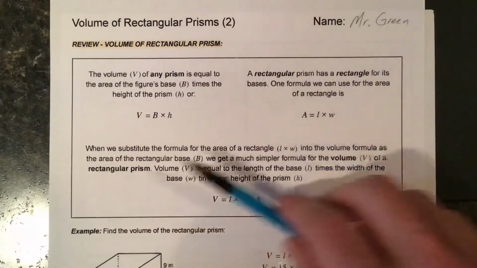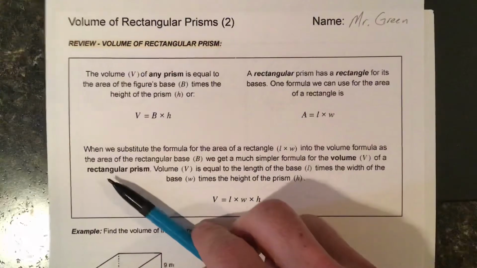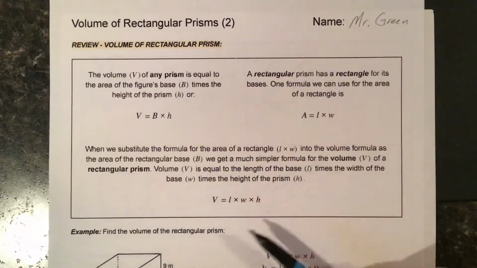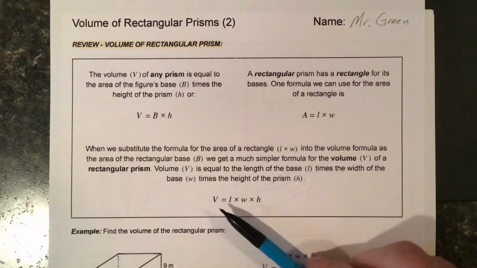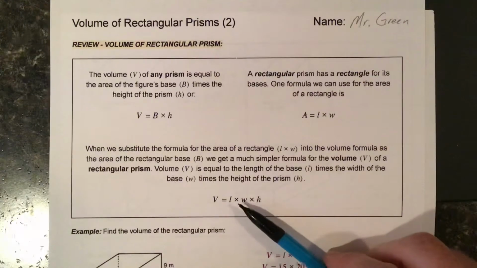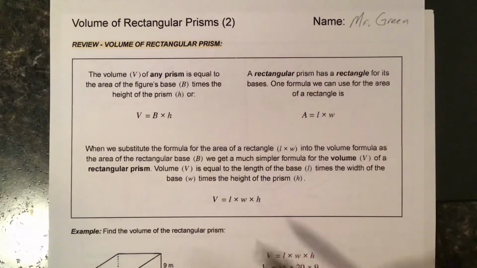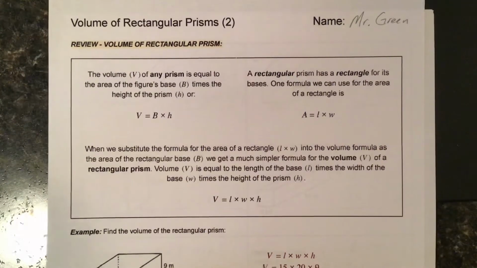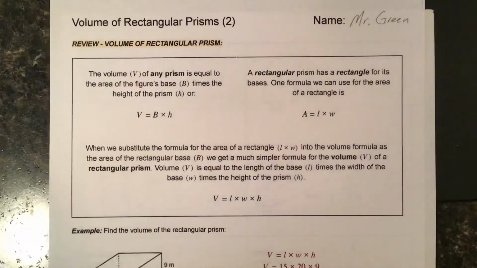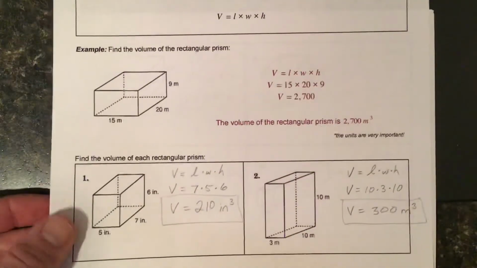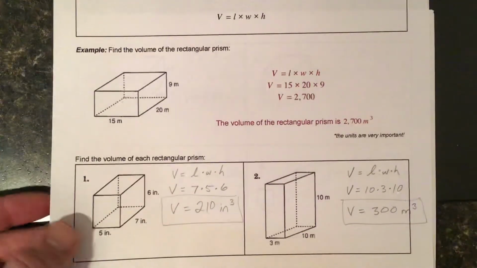So when we put those pieces together, we know that the formula for the volume of a rectangular prism is volume equals the length of the prism times the width of the prism. That's the length and width of the base, essentially, times the height of the prism. So length times width times height. And then that basically leads to us just multiplying the three numbers they give us, right? So this is a pretty simple assignment.